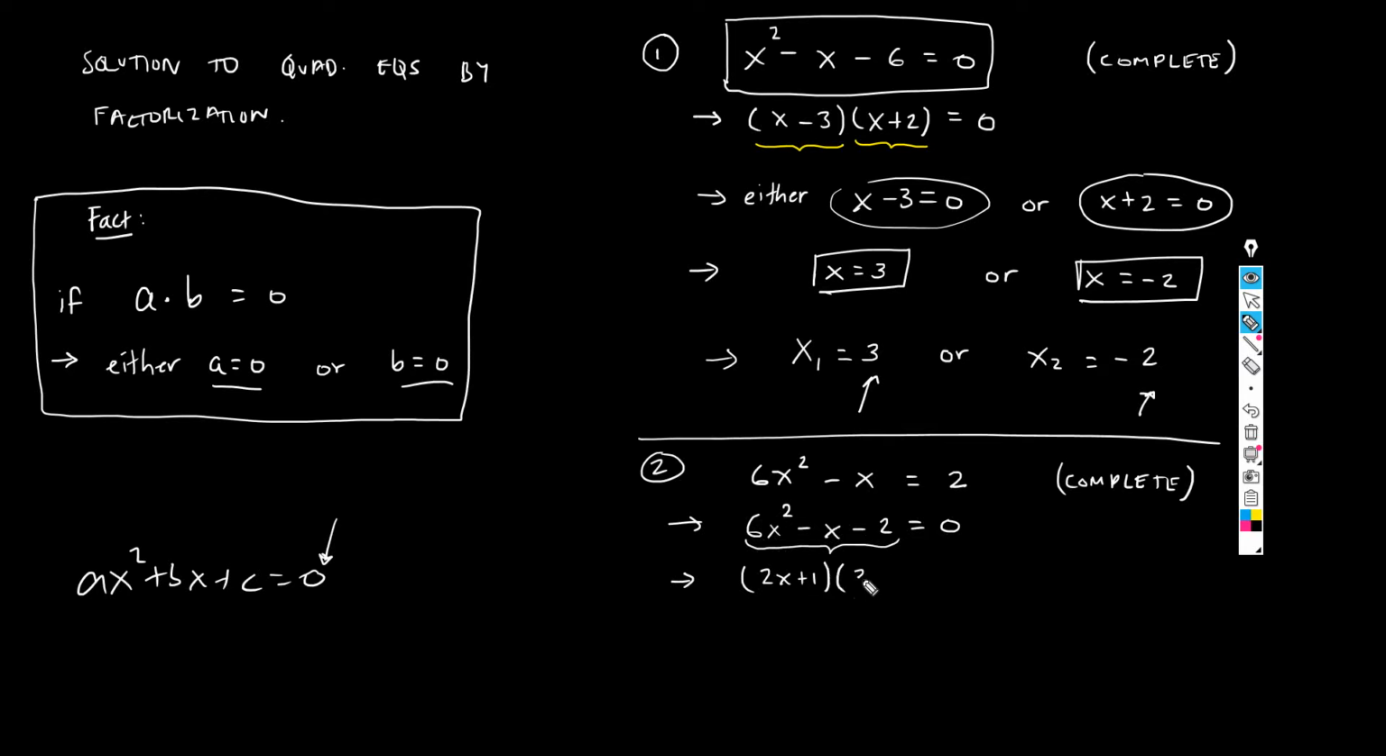2x plus 1 times 3x minus 2 equals 0. This is the factorization form of this equation in here. Okay, perfect. Now what do we do next?